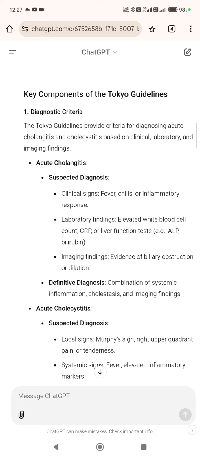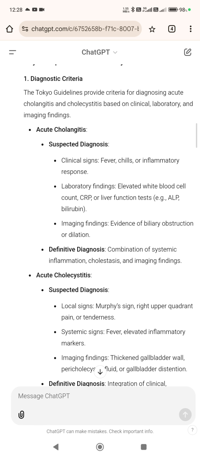Laboratory findings: elevated white blood cell count, CRP, or liver function tests, e.g., ALP, bilirubin. Imaging findings: evidence of biliary obstruction or dilation. Definitive diagnosis: combination of systemic inflammation, cholestasis, and imaging findings.